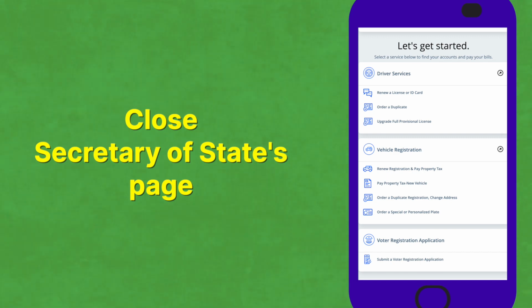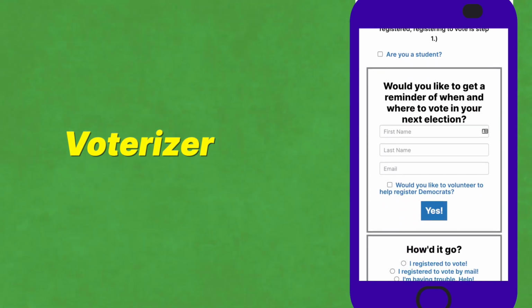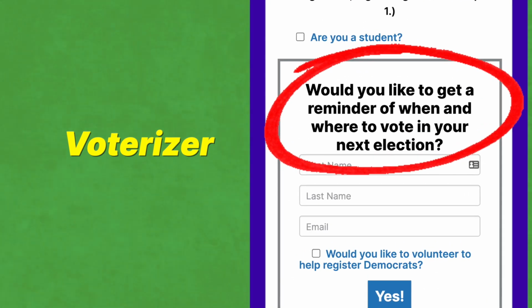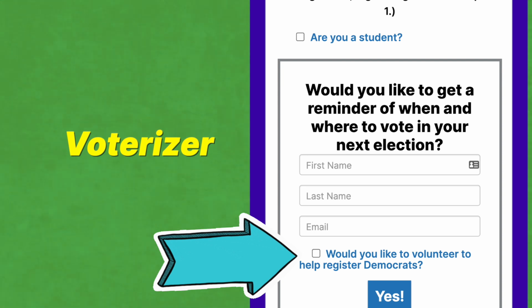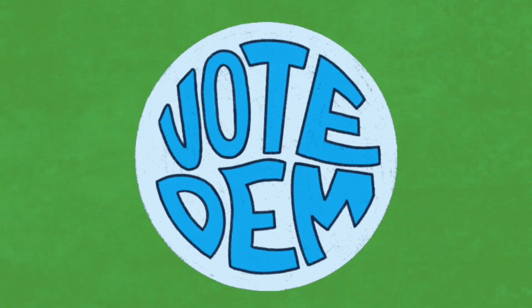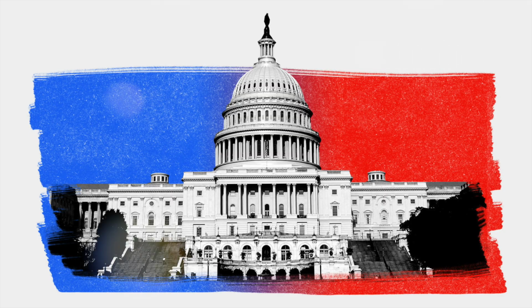Now, close the Secretary of State's page, which should take you back to Voterizer. Scroll down and quickly ask if we can send them an election reminder letting them know when and where to vote. If yes, enter their email and name. And ask them if they'd like to volunteer with us too. There's lots of ways they can help. Thank them for being a voter and remind them to vote for Democrats up and down the ballot so we can save the Senate and House in the midterm elections.